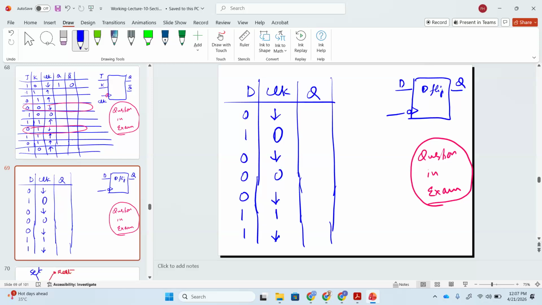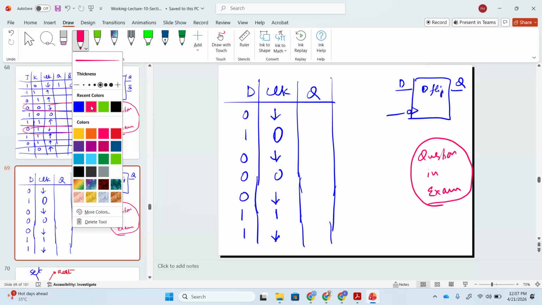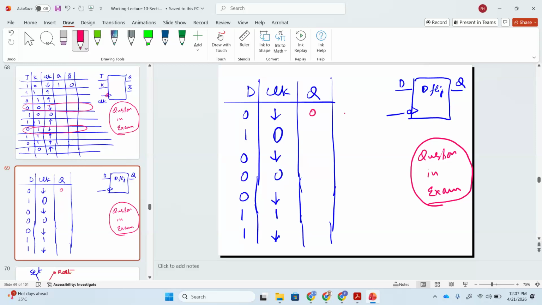Let's assume the value of D is 0 and we have falling edge of clock. What will be the value of Q? Anyone may answer. 0. Why? Q tracks D. This is another flip flop. Please remember, we studied two flip flops: D flip flop and J flip flop. So Q tracks D. Now we have 1 0.